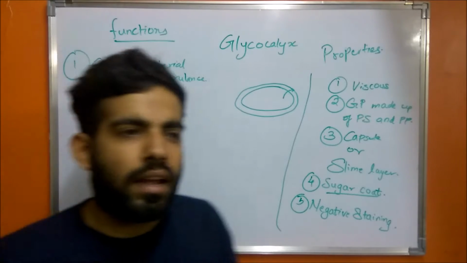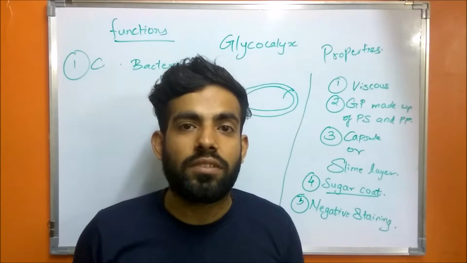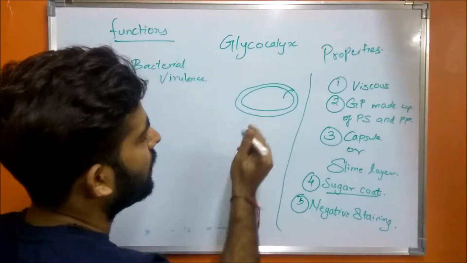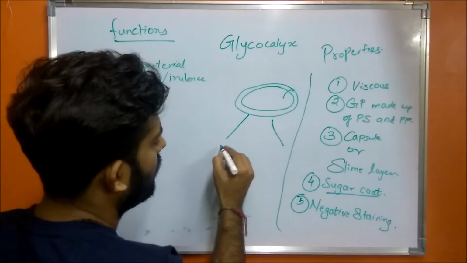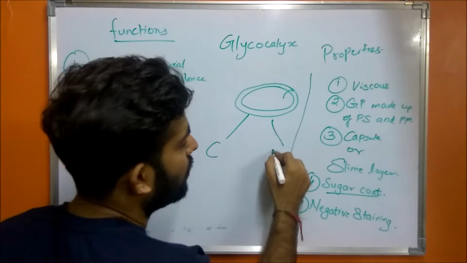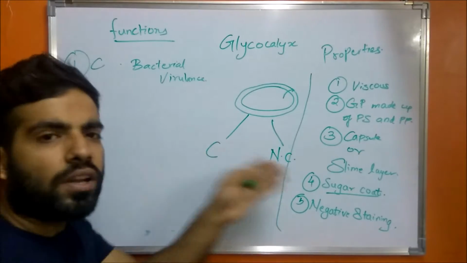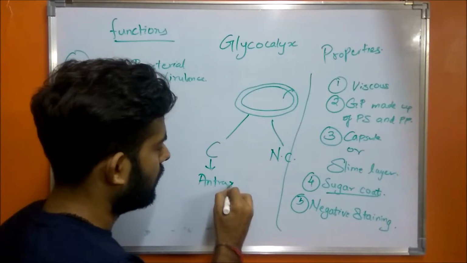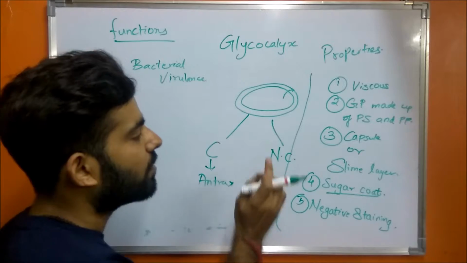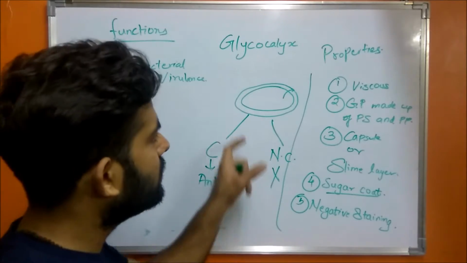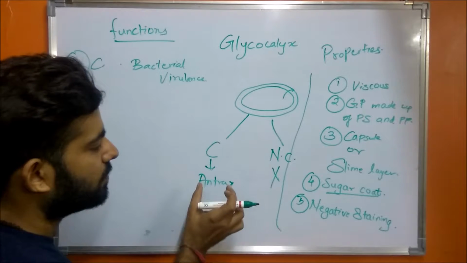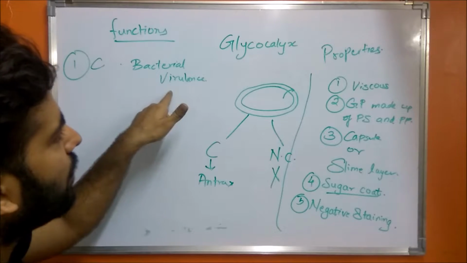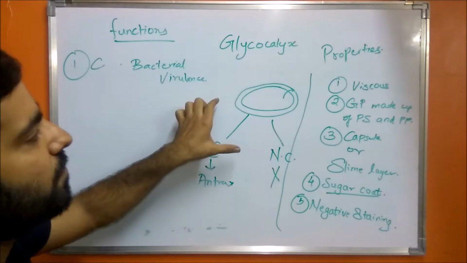For example, take Bacillus anthracis, which is the causative agent of anthrax disease. If I take the strains, there are two types: one is capsulated, another does not have a capsule. The organism with capsule causes anthrax, whereas the strain without capsule does not cause anthrax. It simply indicates that the capsule is responsible for the disease. So it contributes to bacterial virulence as the glycocalyx is responsible for the disease.